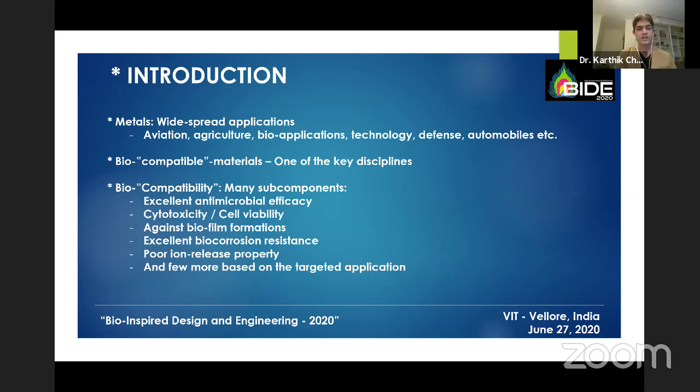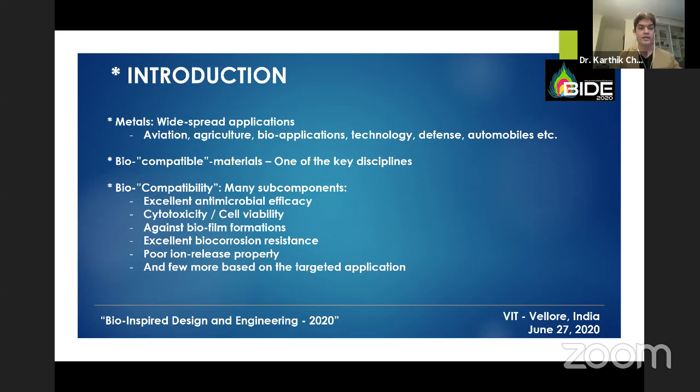So one of the simplest ones that we can understand as important is excellent antimicrobial efficacy. So what do we mean by that? We have billions and trillions of microbes within our body in practically every part. There are some good ones, there are some bad ones, in the sense that some are good for the body and assist in certain things, and there are some which are bad for the body too.